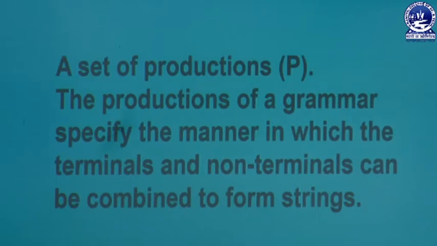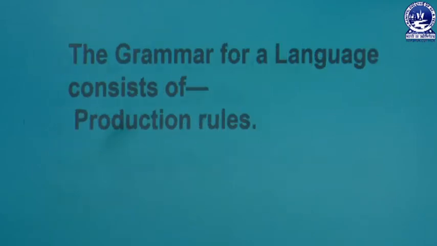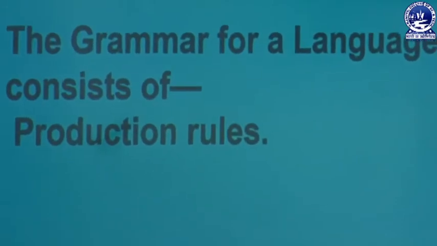Next one is production. Actually, it is a very important concept. Whenever we are saying anything, whenever we are writing anything, we follow lots of rules. In the similar way, in CFG there are lots of rules, which are also called production rules, and the production is generated on the basis of rules. And the last one is the start symbol. It is a non-terminal, represented as capital S, from where the production begins. And already I have said that the grammar for a language consists of production rules.